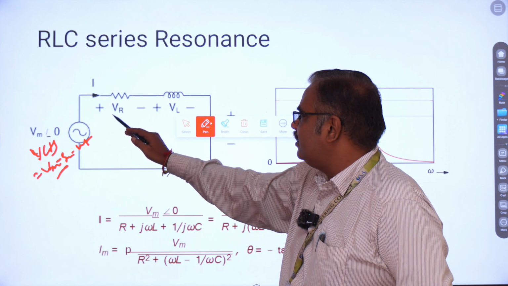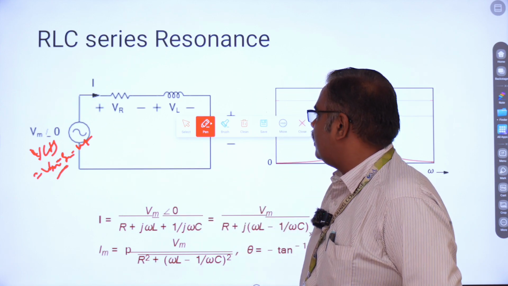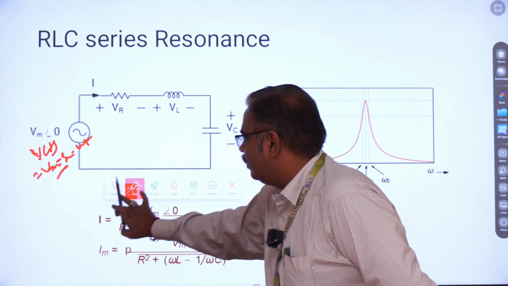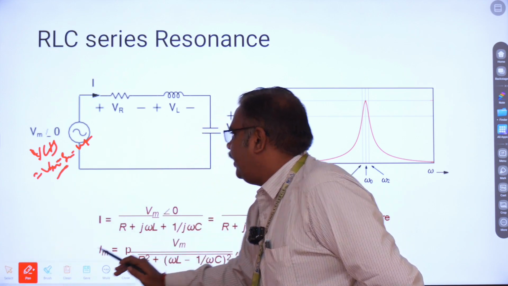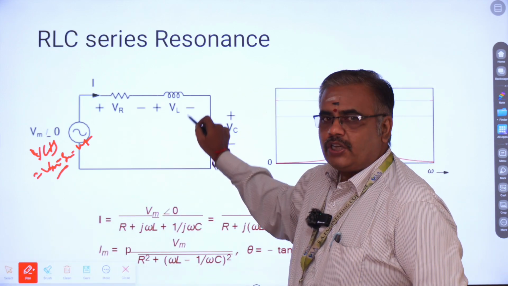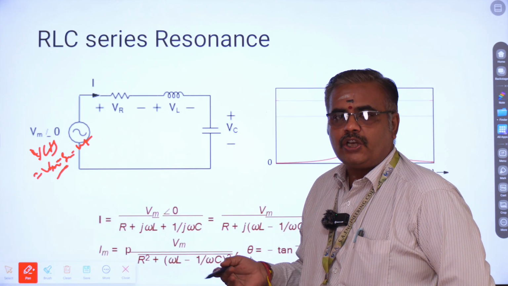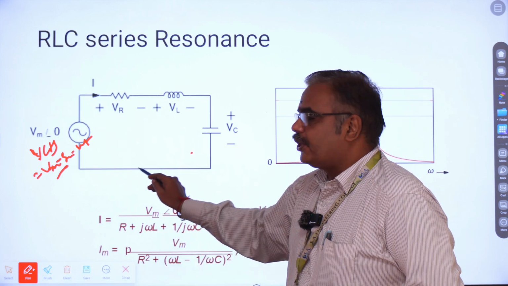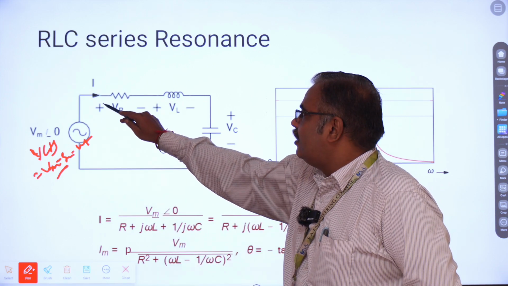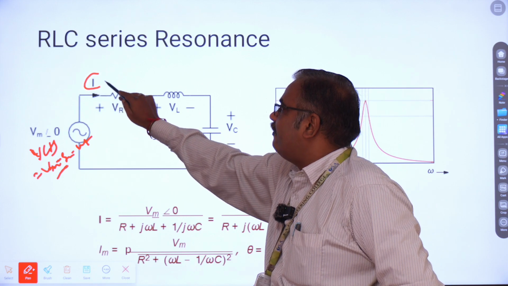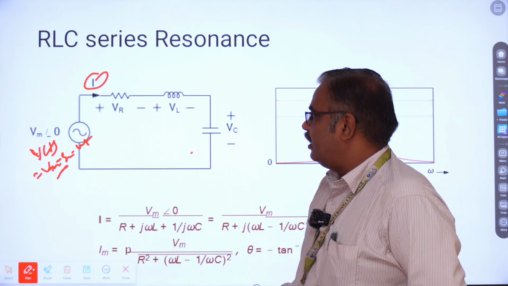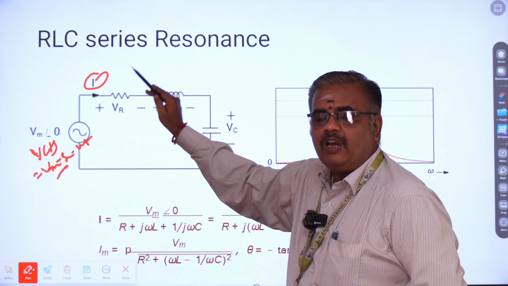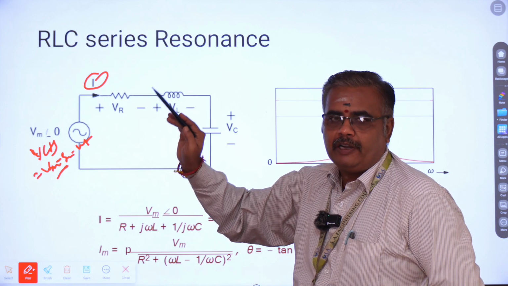Now, when this Vm is connected to the RLC series circuit, you'll get a current flow since it is a closed circuit. It is well known that for a closed circuit, the current flow will be available. So this is the closed circuit of RLC series where the current flow I is available, and this current flow will become maximum at one particular point.